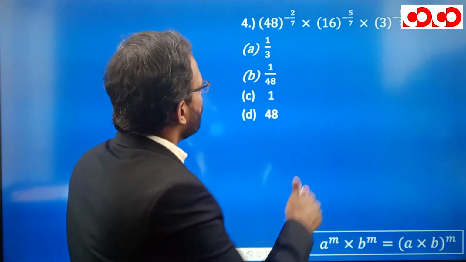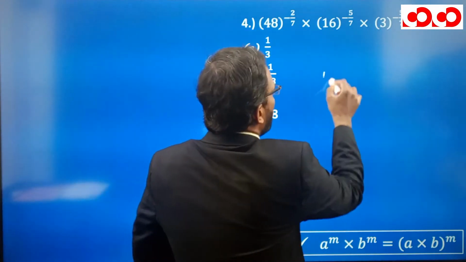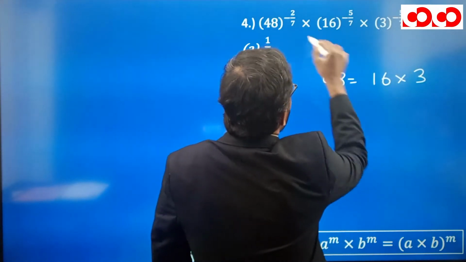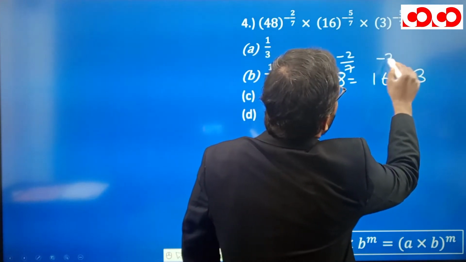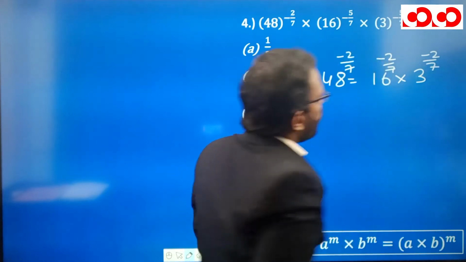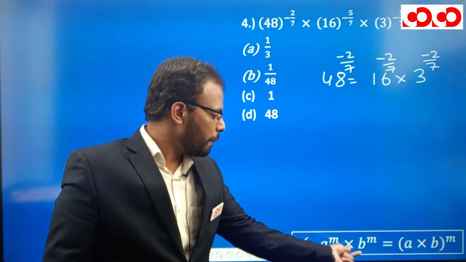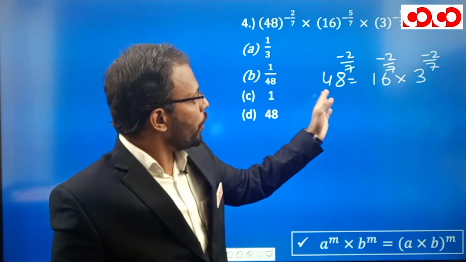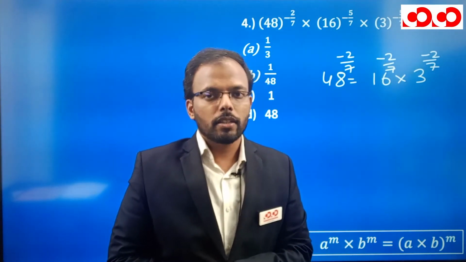So if I see this 48 and there are 16 and 3 outside, I know that this 48 is equal to 16 into 3. So if there is a power of minus 2 by 7 here, I can separate it as 16 to the power minus 2 by 7 and 3 to the power minus 2 by 7. I hope this step is clear to you. What we are doing is a to the power n into b to the power n is equal to a into b whole to the power n. So this 48 to the power minus 2 by 7, I have separated it into 16 to the power something and 3 to the power something.